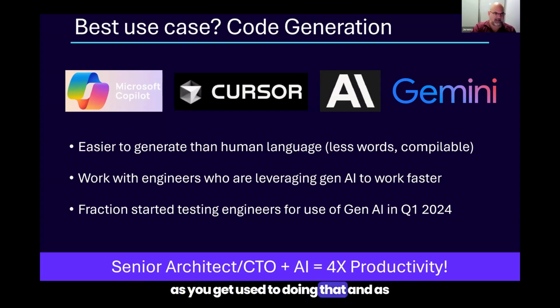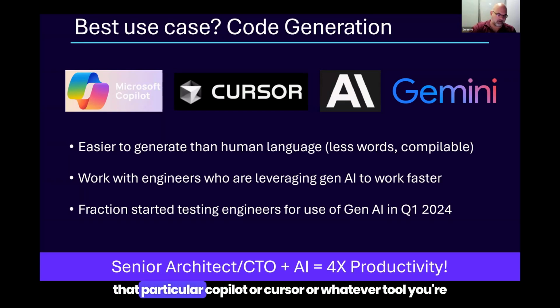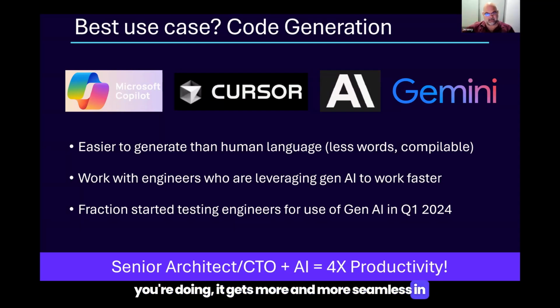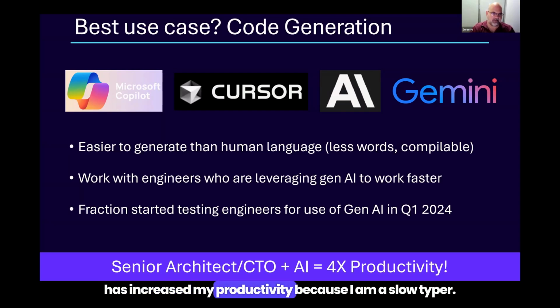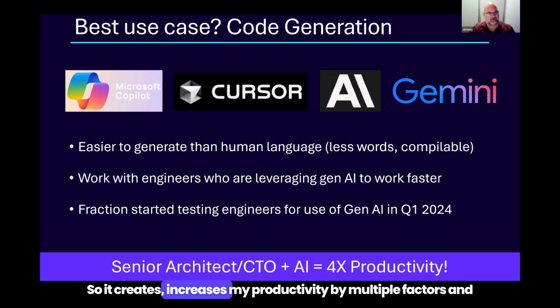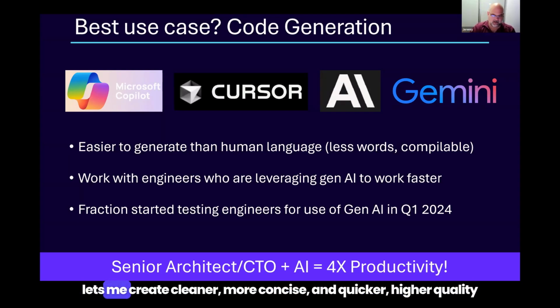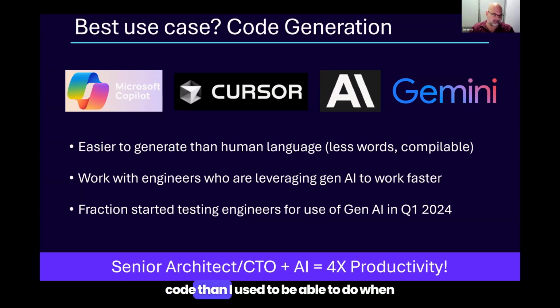And as you get used to doing that, and as that particular Copilot or Cursor or whatever tool you're using starts to learn your coding style and learn what you're doing, it gets more seamless in the trust factor, and you start typing and it finishes the entire block of code for you. And I use this a lot, and it has increased my productivity because I am a slow typer. So it increases my productivity by multiple factors, and lets me create cleaner, more concise, and quicker, higher quality code than I used to be able to do when I was using Vi and Emacs and things like that.